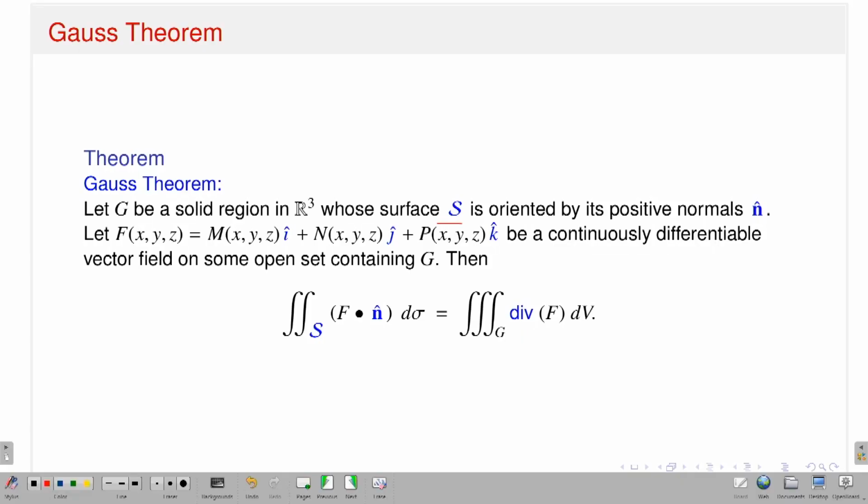Okay, so let me recall the Gauss divergence theorem once again. It says that if I start with a solid region in three-dimensional Euclidean space whose surface S is oriented by positive normals n cap, and if I start with a nice vector field, capital F, which is a continuously differentiable vector field on some open set containing my region G, then the corresponding surface integral is nothing but the triple integral of the divergence of it. So the surface integral is exactly equal to the triple integral over the region.